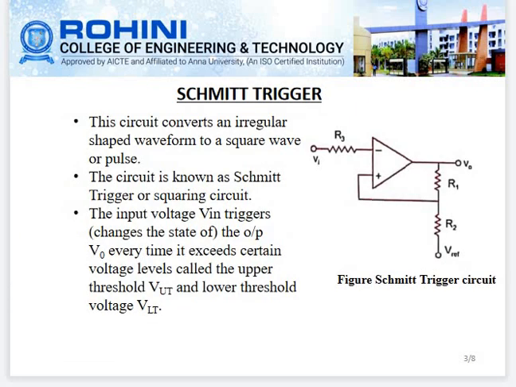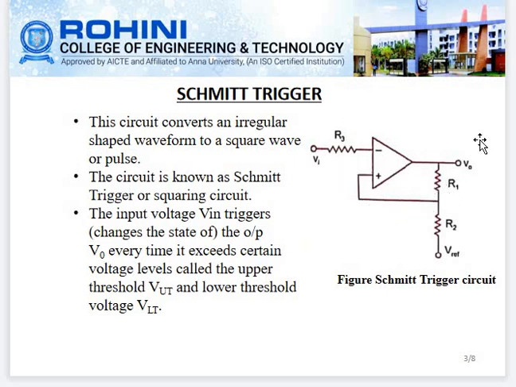Schmitt trigger circuit converts an irregular shaped waveform into a square wave or a pulse. The circuit is known as Schmitt trigger or a squaring circuit. The input voltage Vin triggers the output voltage V0 every time it exceeds a certain voltage level called the upper threshold VUT and lower threshold VLT.